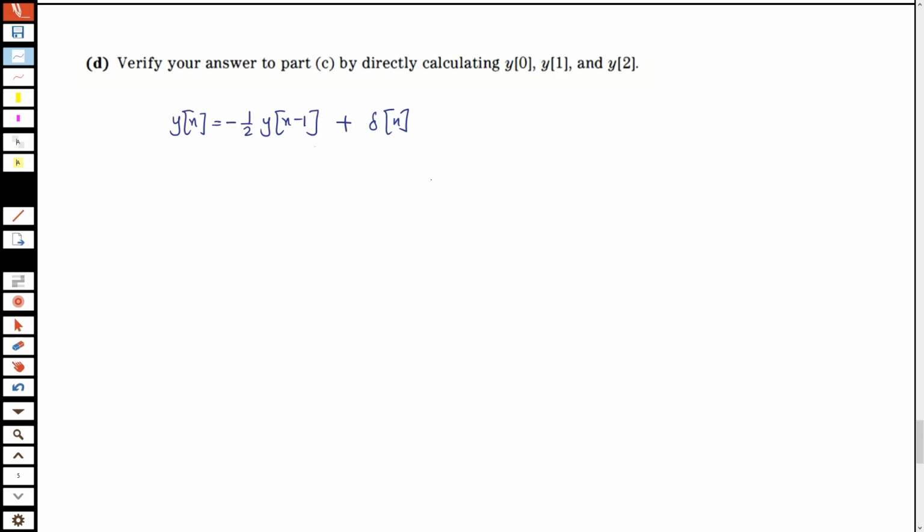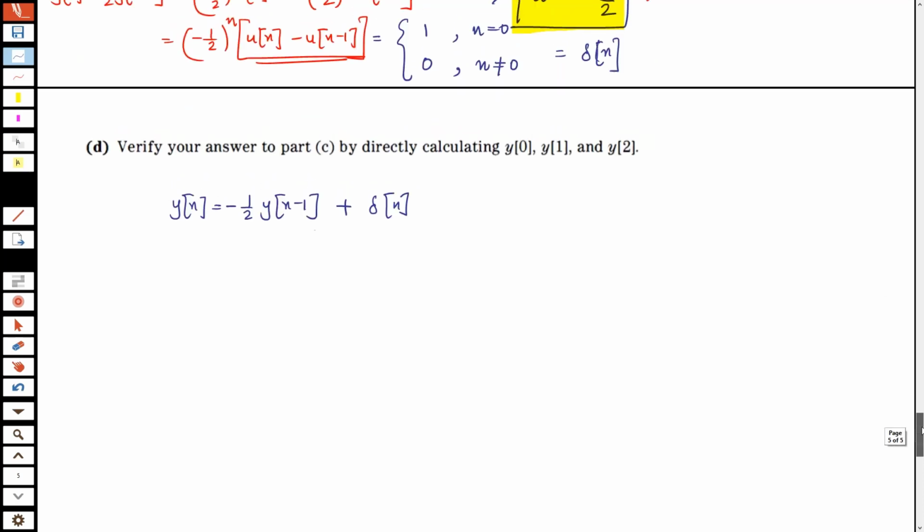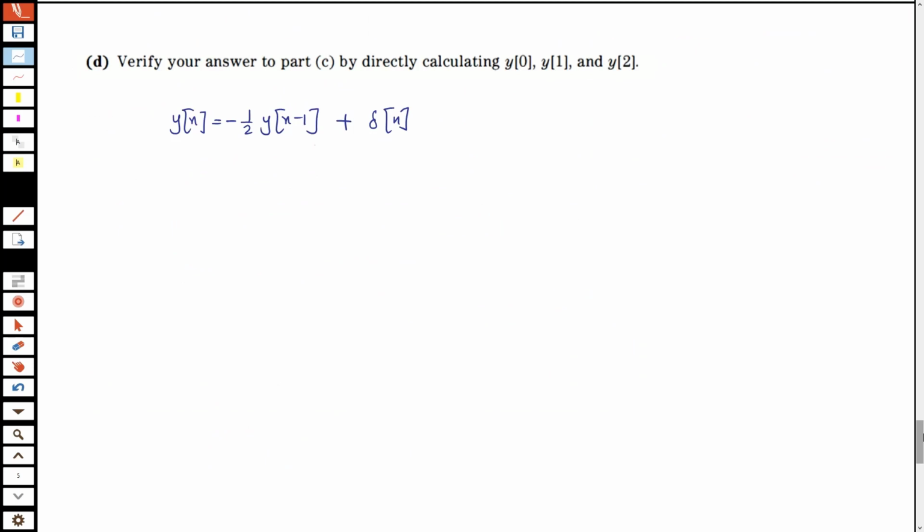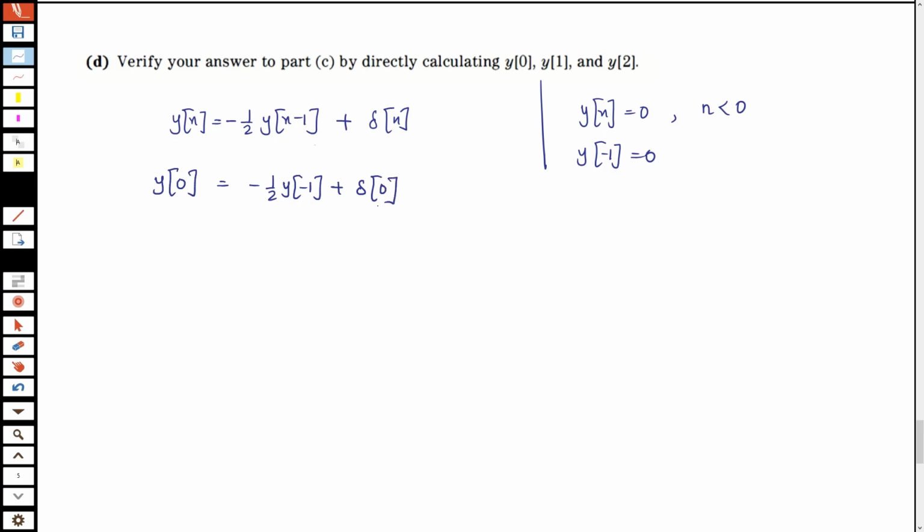And we also know that y of minus 1, right? We need some starting point. That means because this is a causal system, we know that yn is equal to 0 for n less than 0. That means y of minus 1 is 0. So let's start with that. So y of 0 would be what? Minus half y of minus 1 plus delta 0, right? And this is equal to 0. That means this is equal to 1.